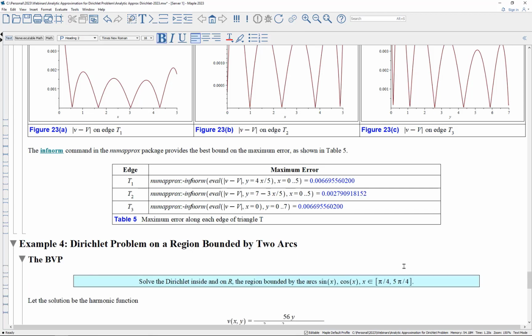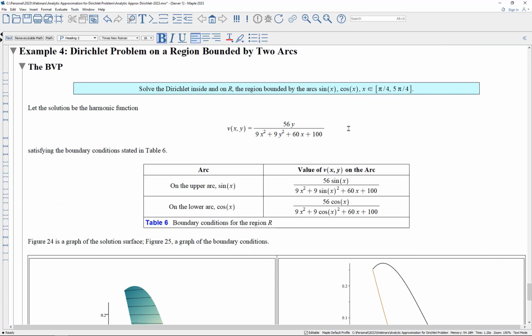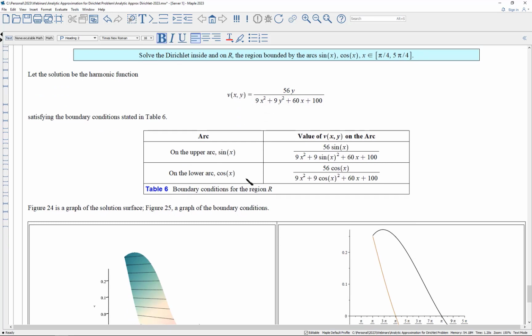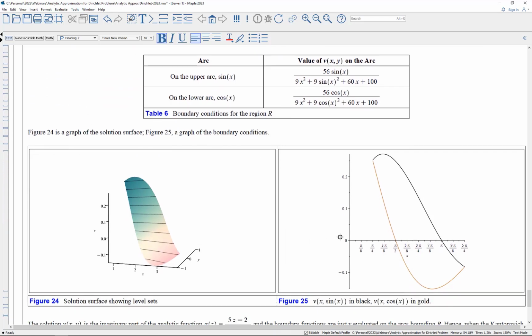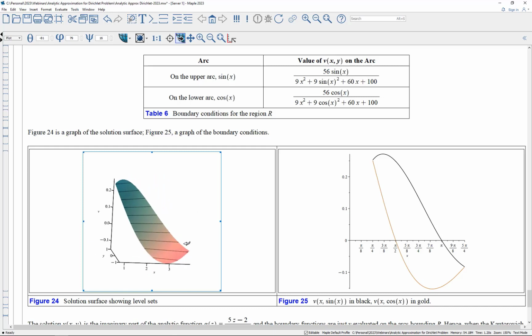These two arcs are curves that I've used in the creation of many examples that I've put together for students over the years. All right, so we do the same strategy. This is the same harmonic function. Here are the two arcs, a piece of the sine curve and a piece of the cosine curve. Put them together, and this is the region. You can see the two arcs. This is what the solution looks like on that domain bounded by those two arcs. And then these are the function values along those two arcs.